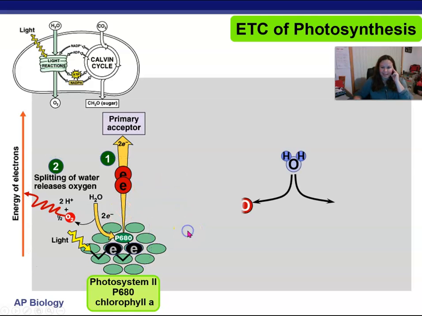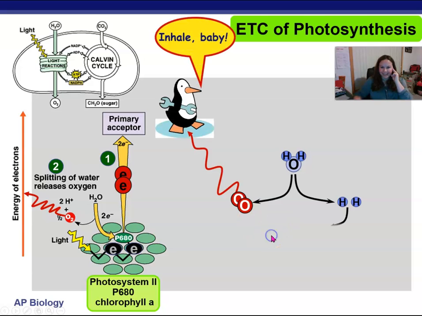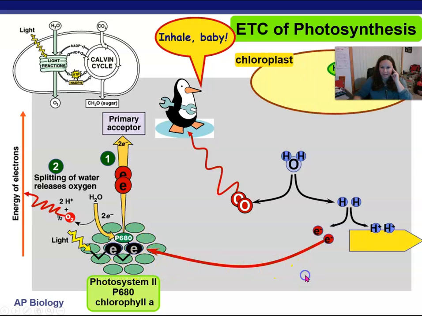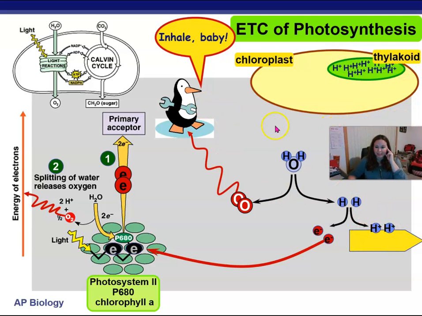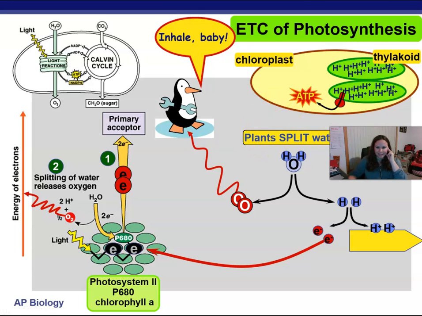All right. Oh, I guess I get an animation over here. There's water being split into its hydrogens and oxygens. Inhale, baby. All right. I like that. So our electrons then can go to replace what's lost in the chlorophyll, and our hydrogen protons can go to the thylakoids, where they can be used to move through ATP synthase and make ATP. All right, so plants literally can be said to split water.